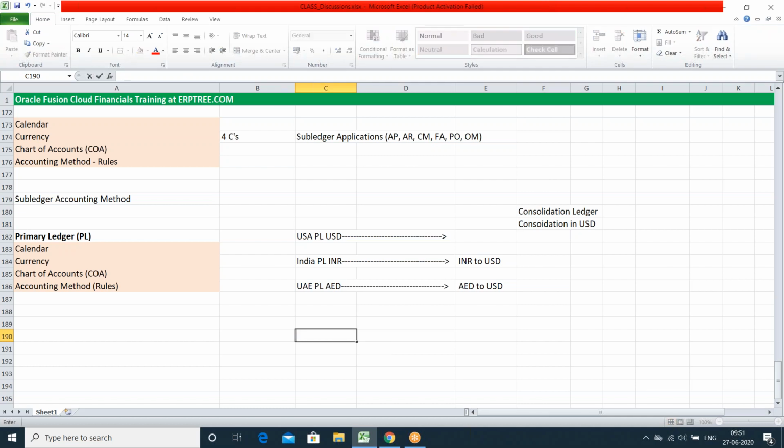So the USA ledger, they're recording the transaction in USD. They're creating the India ledger. Ledger means primary ledger. They're creating transactions in USD. They created the UAE ledger. Okay, the UAE ledger, they are creating transactions in USD.